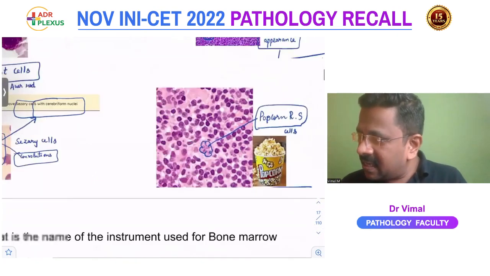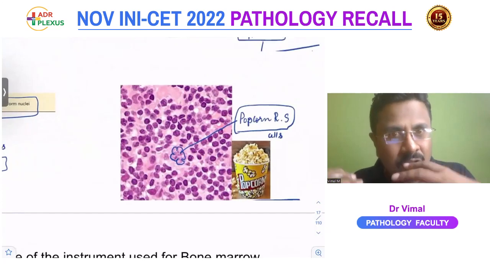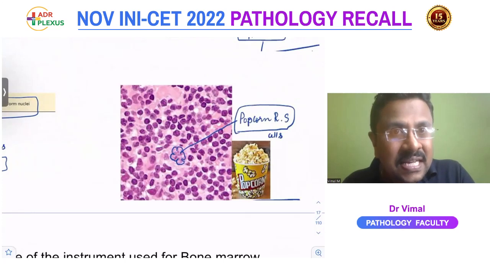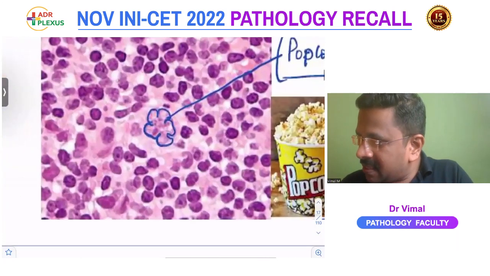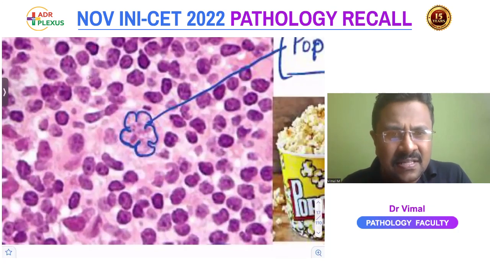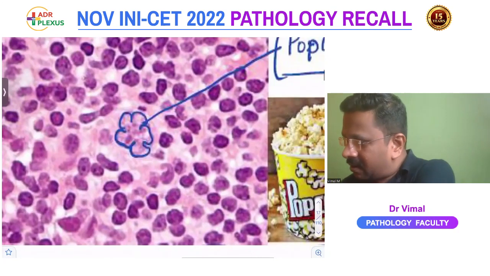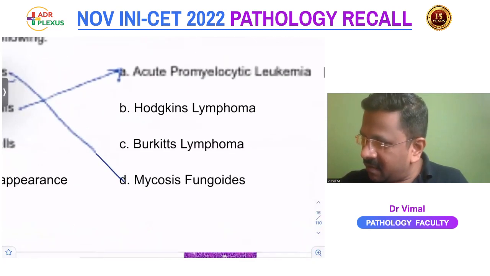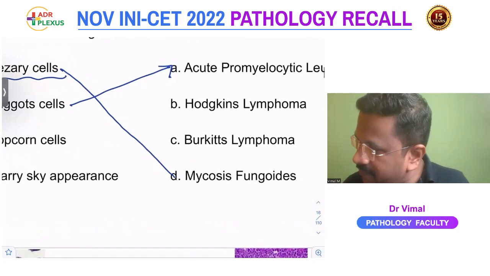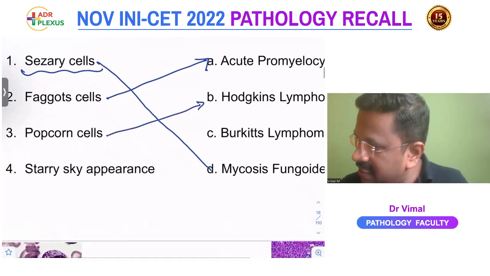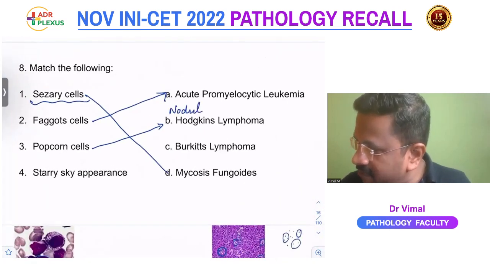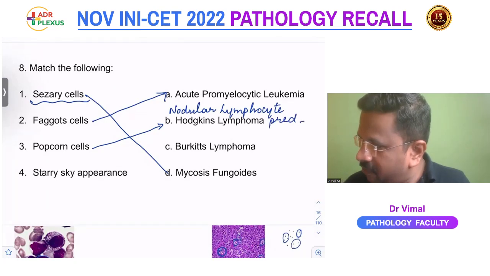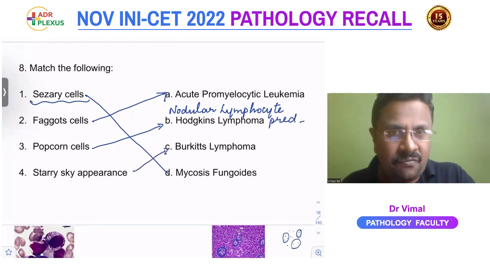Okay, and the next thing is popcorn cells. Popcorn cells are a type of Reed-Sternberg cell which are characteristically seen in nodular lymphocyte predominant type of Hodgkin's lymphoma. Yes, because of the appearance of convolutions in the RS cell, these cells are called popcorn RS cells. You can see the options given here. So Sézary cells are seen in mycosis fungoides, popcorn cells are seen in Hodgkin's lymphoma, especially nodular lymphocyte predominant Hodgkin's lymphoma, and the starry sky appearance is seen in Burkitt's lymphoma.